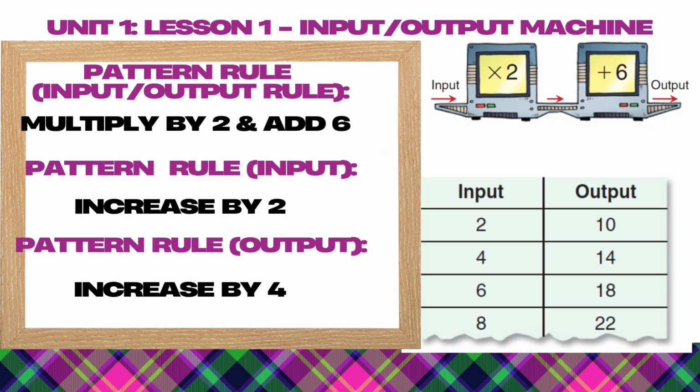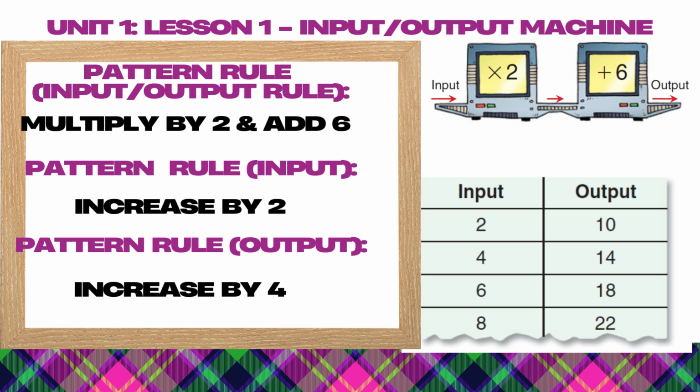Here's another example. And in this example, there are 2 operations performed. The pattern rule to relate the input to the output is you multiply by 2 and then add 6. You need to do those operations in order, and you must do both of them. The pattern rule for the input in this case is to start at the number 2 and increase by 2 each time. The pattern rule for the output is to start at the number 10 and increase by 4 each time.